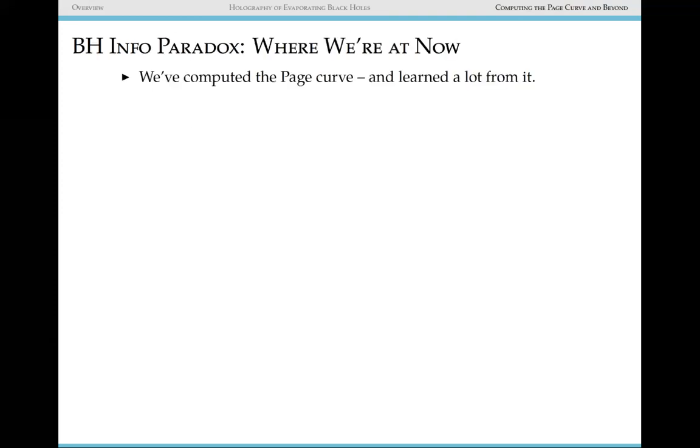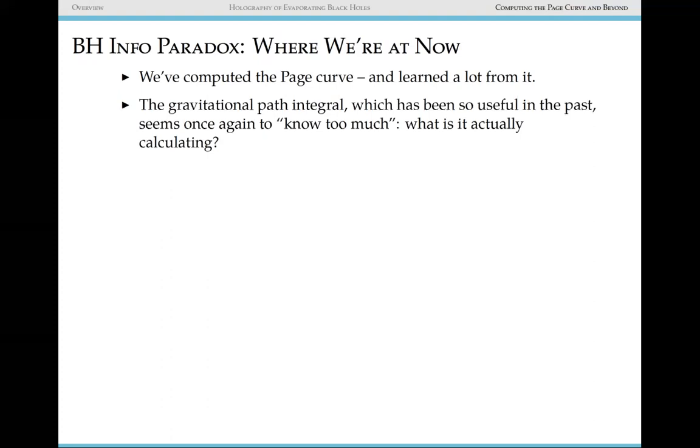All right, so let me wrap up. Where are we now? Well, we've computed the Page curve. We learned a lot from computing the Page curve. It opened up a whole new research direction for us. And the gravitational path integral, which has been so useful in the past, computed the entropy of the black hole semi-classically, even though that entropy counts quantum gravity microstates, which is kind of miraculous. So once again, it sort of knows too much. We did a saddle point approximation, a semi-classical gravity approximation, yet this thing knows about the quantum gravity corrections that allow the entropy to come back down.